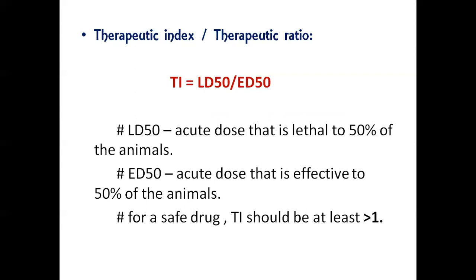For a safer drug, the therapeutic index should be more than 1. For example, with paracetamol the effective dose we use is 500 mg and the lethal dose is 4 grams. So 4 grams by 0.5 is equal to 8. It is more than 1, so paracetamol is a safer drug. Like that, we have to calculate the therapeutic index and maintain the therapeutic ratio.